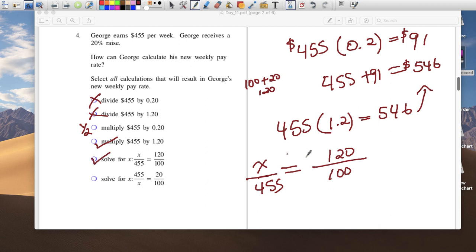Because they match side to side. What's 100% of his salary? 455. What's 120% of his salary? We don't know, and they match, right? So both top numerators and both denominators are on the same level. Okay. And that's that. And the last one is a no.